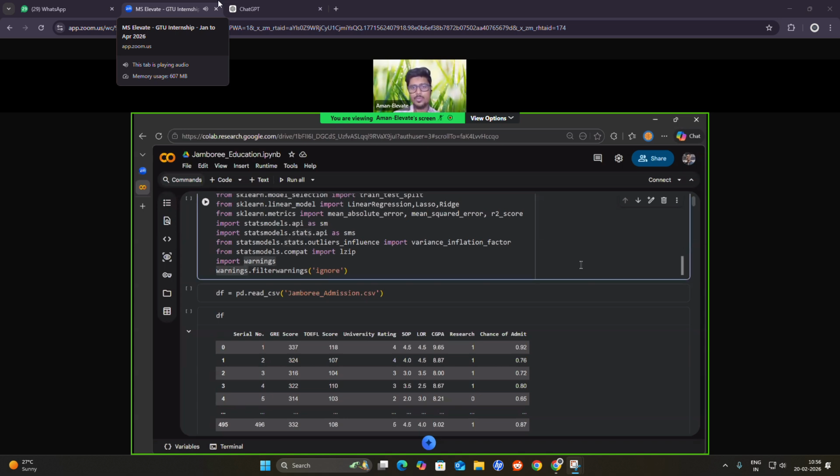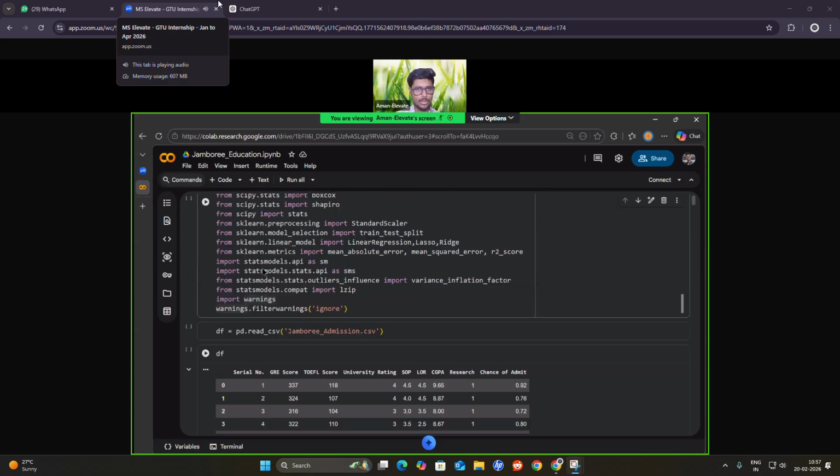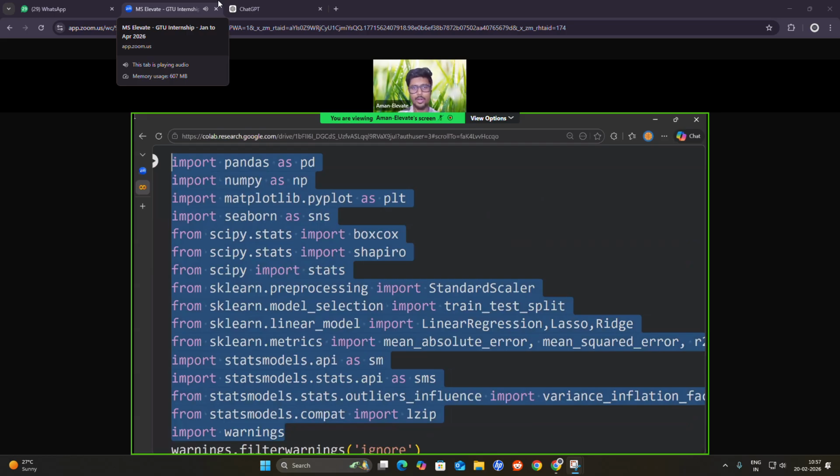So the purpose is I want you to learn how actually working with models looks like. It's not like you just type a little bit of code and it will work. No, it will never happen. So now let's start. We have imported all our necessary things.